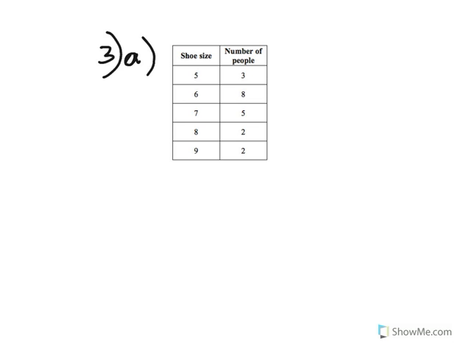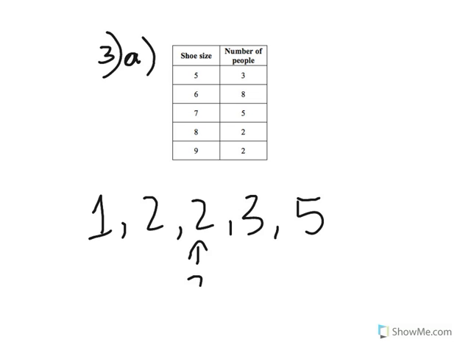Okay, so for question 3, you're given a table showing information about the shoe sizes of 20 different people. And in 3a, you're being asked to find the median shoe size. So median is nothing but like a mid-value. For example, if I had a set of values like 1, 2, 2, 3, and 5, the median in this case would be the mid-value, which is 2.